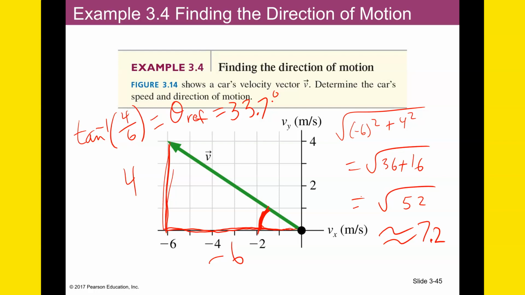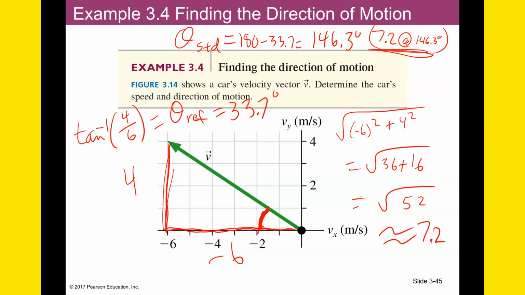And I could express this many ways. I could express it as a standard angle. So I could say theta standard is 180 minus 33.7, which is 146.3 degrees. So one way to express it is 7.2 at 146.3 degrees. That's one way to express it.